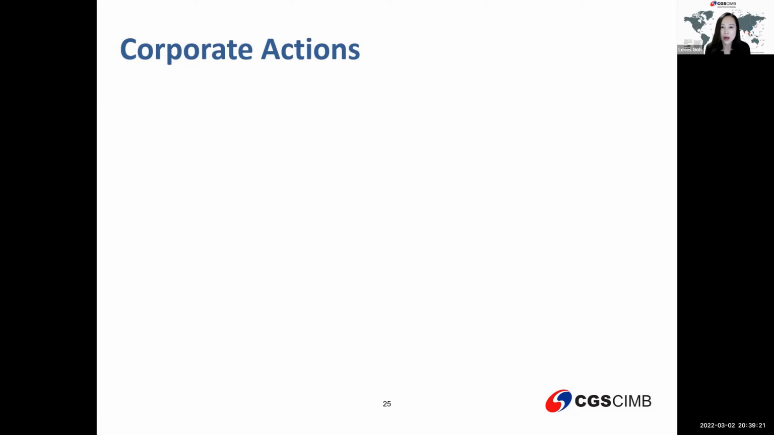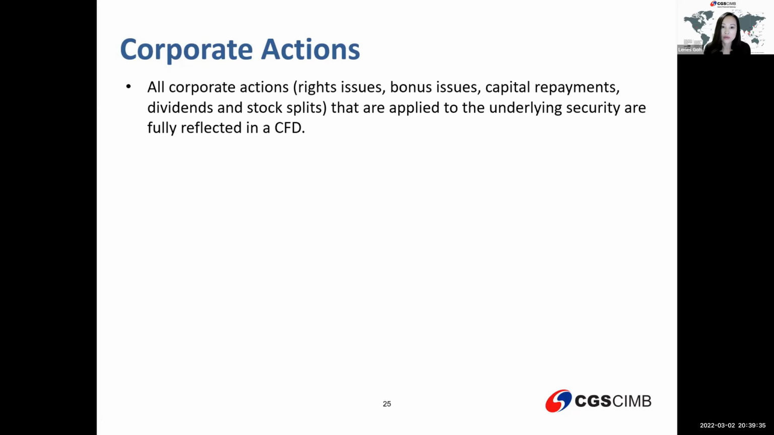Therefore, when you buy shares or hold a position in CFD, you are entitled to corporate actions as well. When you buy shares, companies that do well will give dividends. For CFD, it's the same. You are entitled to all corporate actions, let's say rights issues, bonus issues, dividends, stock splits, and all that.